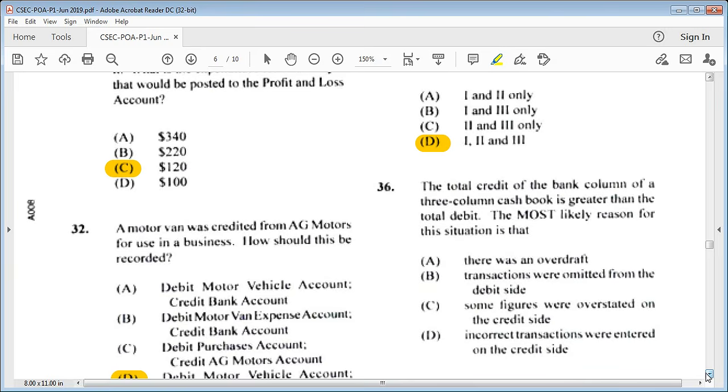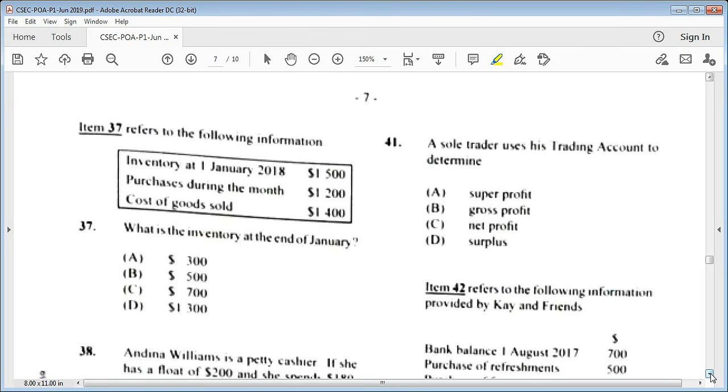Let's go on to 36. The total credit of the bank column of a 3-column cash book is greater than the total debit. The most likely reason for this situation is that A, there was an overdraft. B, transactions were omitted from the debit side. C, some figures were overstated on the credit side. Or D, incorrect transactions were entered on the credit side. We know it is A, there was an overdraft.